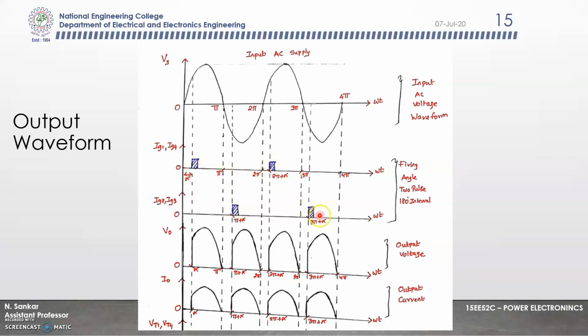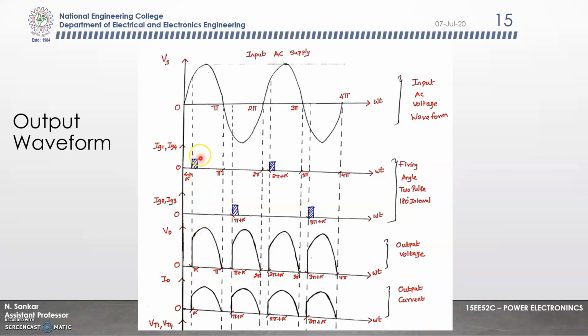Similarly for the next cycle, the firing angle is 2 pi plus alpha, and here it is 3 pi plus alpha. First of all, just consider this point alone. From 0 to alpha, you can see there is no output voltage or output current, because at this time all 4 SCRs are in the off condition, so there is no conduction. So the output voltage and output current are 0 during the interval 0 to alpha.